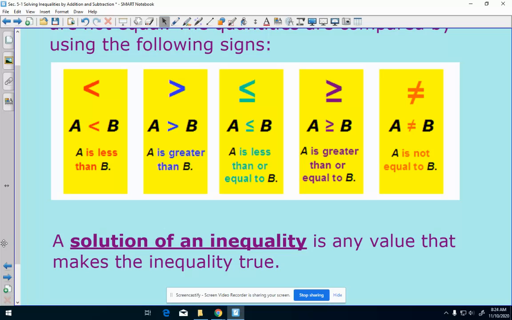If I said to you X is less than 5, how many things are less than 5? A lot. How many things is that? There's an infinite number of things. Heck, there's an infinite number of values between 5 and 4.